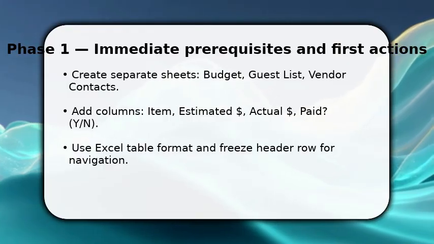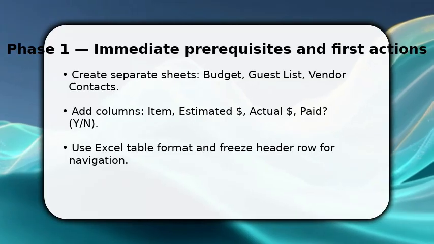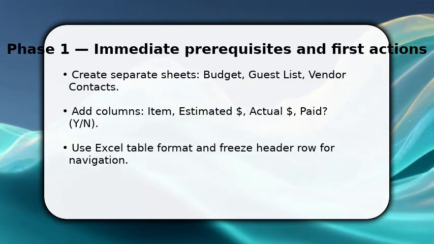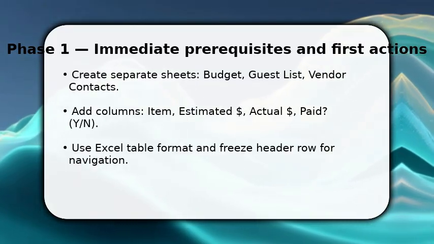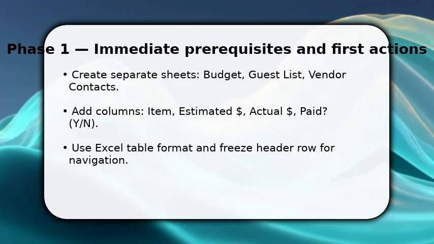You begin with the essentials. Open a new workbook and create 3 sheets named Budget, Guests, Vendors so everything is organized from the start. Once done, convert rows into tables to enable filters and structured references.